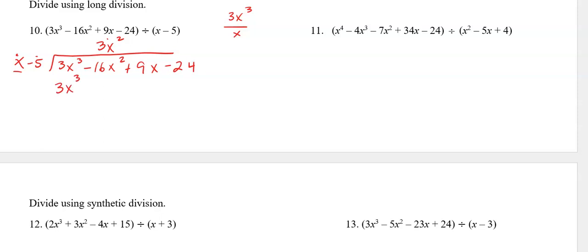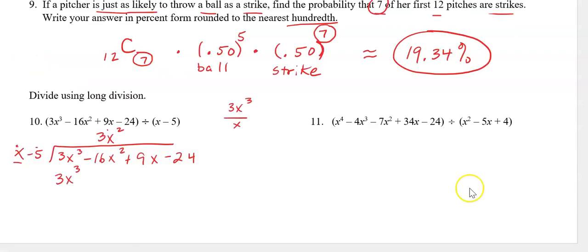Okay, so we found out that x goes into 3x cubed, 3x squared times, and now we multiply 3x squared times both of these terms.